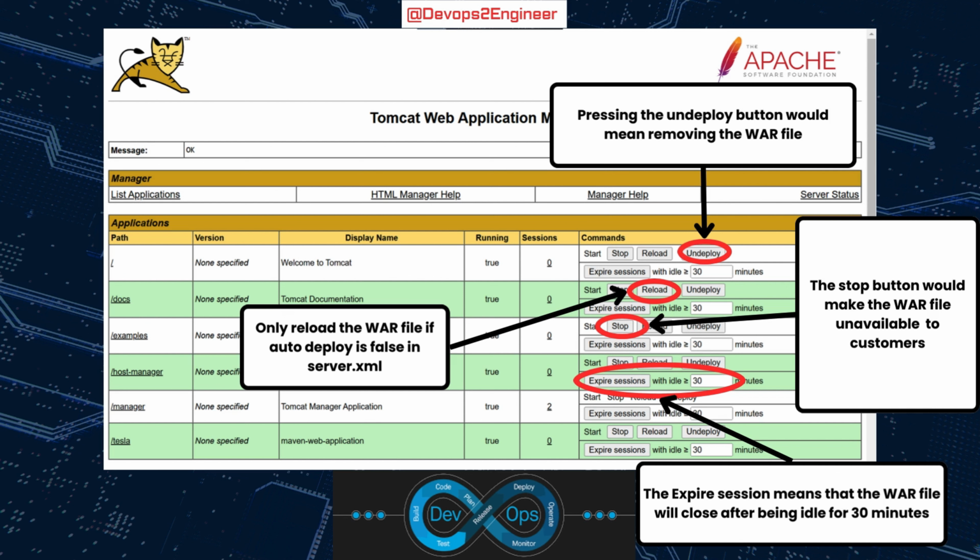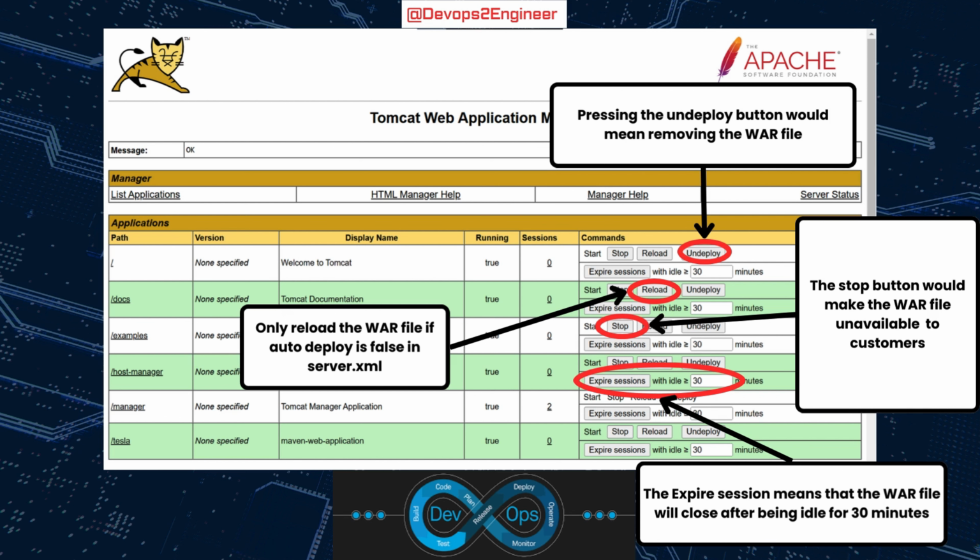The stop button would make war files unavailable to customers. Expire session means that the session would close after being idle for 30 minutes. And those are the basic buttons. Keep in mind, once you press the stop button, the start button would appear as a pressable button.